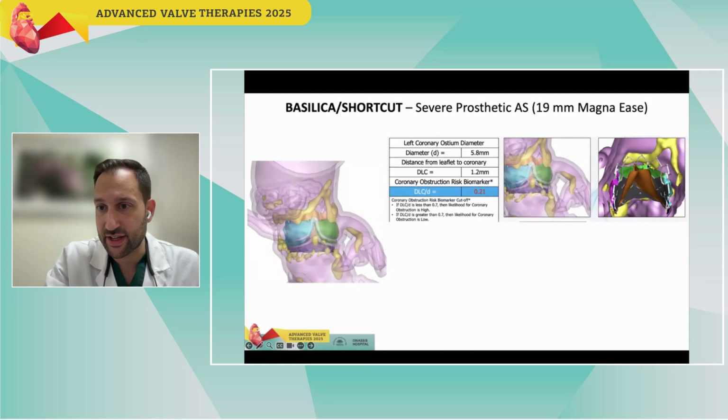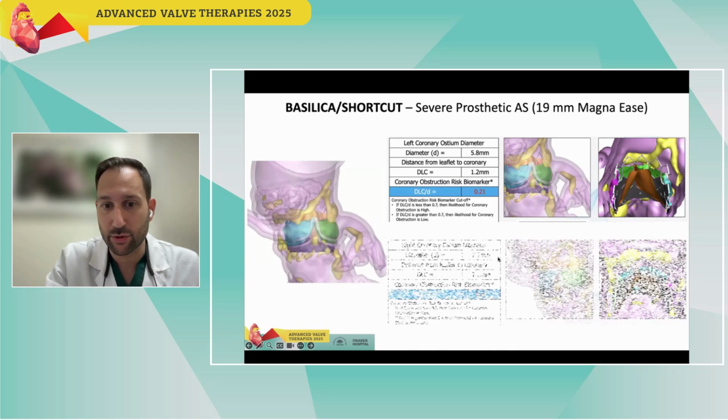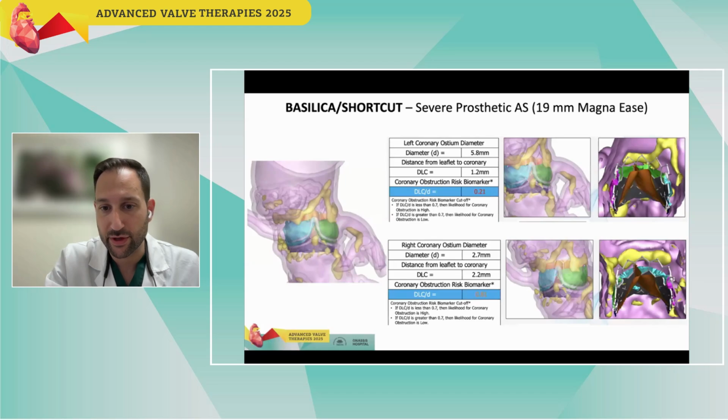You can appreciate here that the prosthetic leaflet plus the calcium in the STJ will obstruct the flow to the left coronary, and the right coronary is probably okay. However, the space looks very tight there as well.